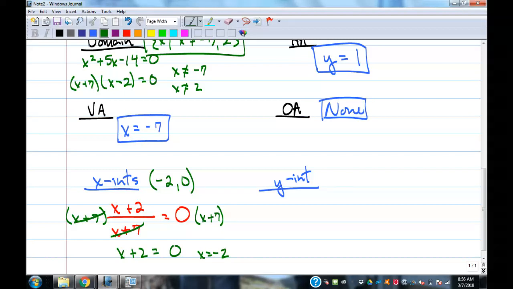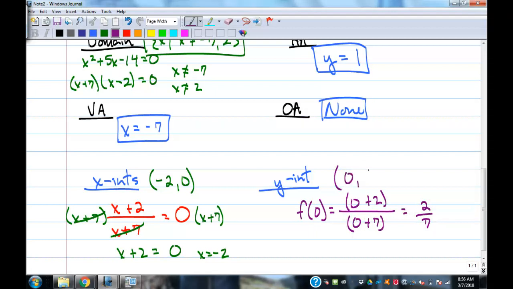Okay, so how do we find y-intercepts again? Set x equal to 0. So we're plugging in 0 for x. So that's 0 plus 2 over 0 plus 7. So that's 2/7. So it's crossing the y-axis at 2/7. So we get x-intercepts, we get y-intercepts out of that. Okay. Sometimes you'll have more than one x-intercept. Very rarely will you have more than one y-intercept. Almost, in fact, never.